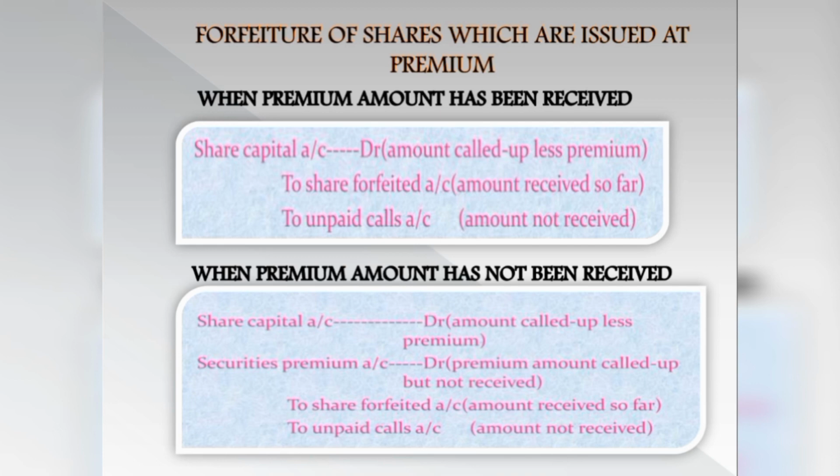The next case will be when premium amount has not been received. In that case, the journal entry will be share capital account debit with the amount called up less premium, securities premium account debit, premium amount called up but not received, to share forfeited account amount received so far, to unpaid calls account amount not received.